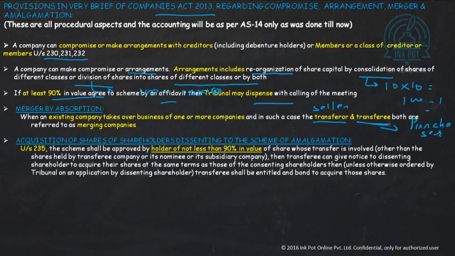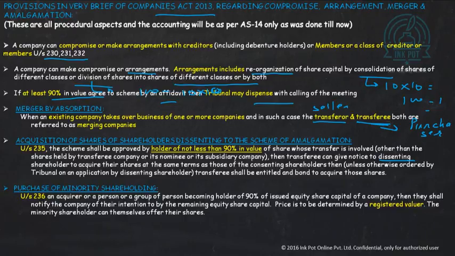Then as per section 235, the scheme shall be approved by the holders of not less than 90% in value, as already discussed. The shareholders who are dissenting, that is, not giving their permission to be a part of the amalgamating company, are known as minority shareholders. An acquirer, a person or group of persons becoming holder of 90% of the issued equity share capital of a company, shall notify the company of their intention to buy the remaining equity share capital. The price is to be determined by the registered value. The minority shareholders can themselves offer their shares. They have to, because they do not have any other option.